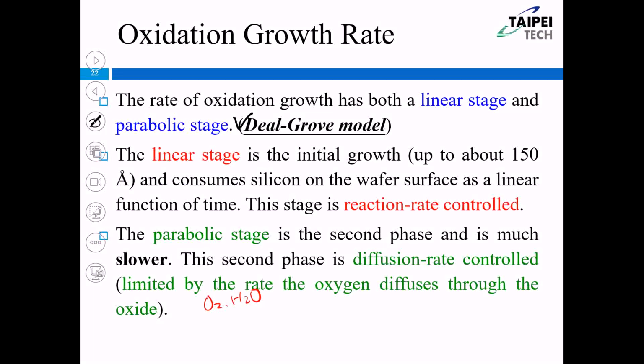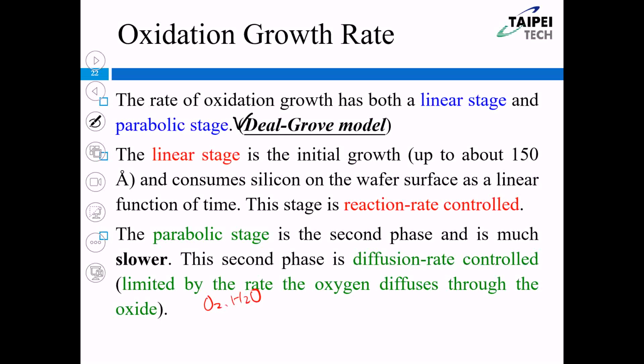The linear stage, or the first stage, is the initial growth, up to about 15 nanometers, and it consumes silicon on the wafer surface as a linear function of time. This stage is reaction rate control. Because at the first stage we already have a lot of oxygen atoms, if we increase the temperature, I can improve the reaction rate, so the growth rate can be enhanced. That's the reason we call it reaction rate control.